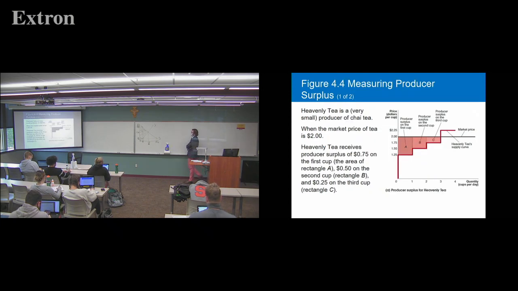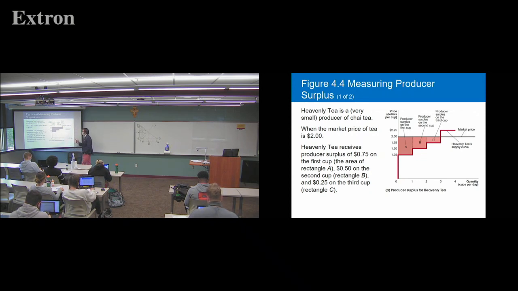So let's go back to this chai tea market. For the first cup of tea, it costs Heavenly Tea, this tea producer, $1.25 to make. For the next unit, it's going to cost them $1.50 to make, then $1.75 to make, and finally the fourth unit will cost $2.25 to make. So again, this is a supply curve, and just like the demand curve, it's pink because there's only four units being sold. But in that larger market, when we include everyone, it's going to be a straight line again.